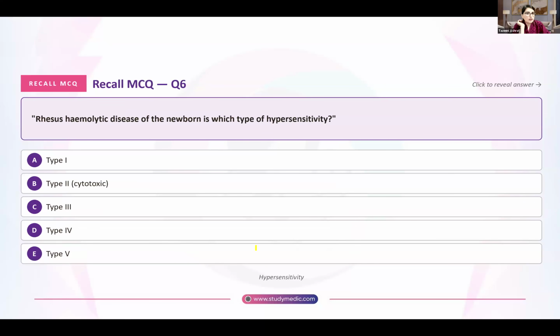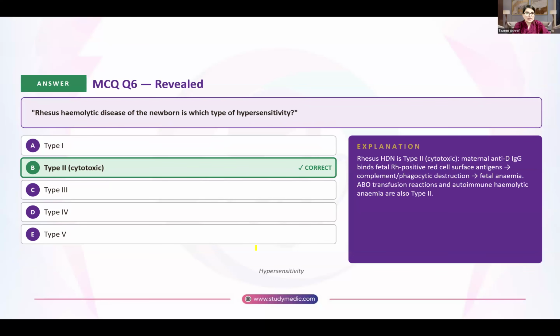Rhesus hemolytic disease of the newborn is which type of hypersensitivity reaction? Whether it is type 1, type 2, type 3, type 4, or type 5. Rhesus hemolytic disease of the newborn is a type 2 cytotoxic reaction, which we have to remember. Fetal anemia, ABO transfusion reaction, and autoimmune hemolytic anemia are all type 2 immune responses.